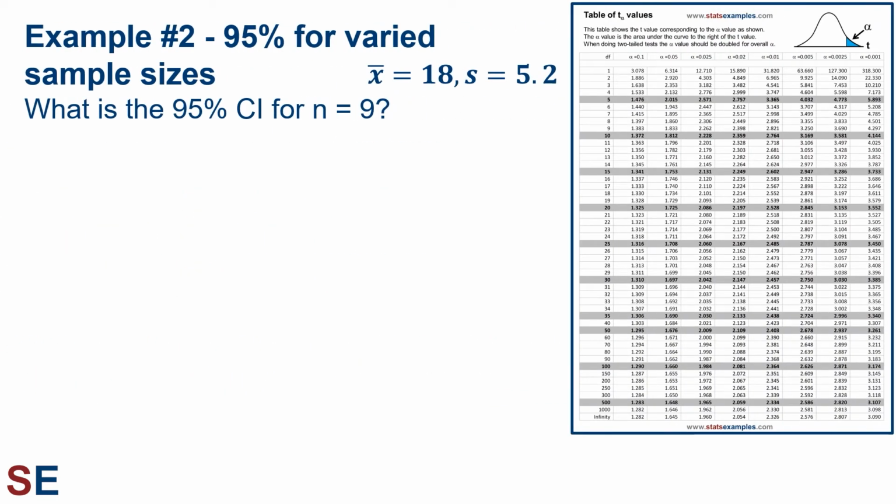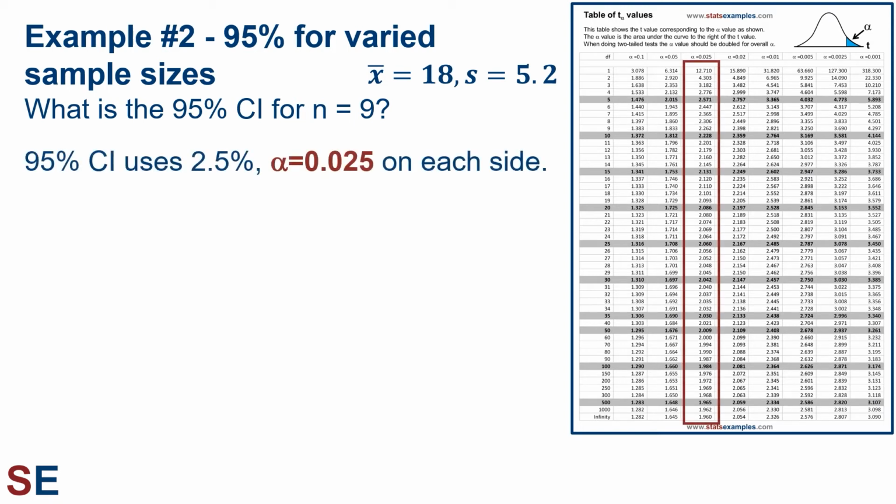What is the 95% confidence interval? We're going to calculate the standard error and multiply it by the appropriate t-value from our t-table. As before, we'll need the degrees of freedom and the alpha value. First, a 95% confidence interval uses a 2.5% alpha value on each side, so in the table, we'll be using the column for alpha equals 0.025.